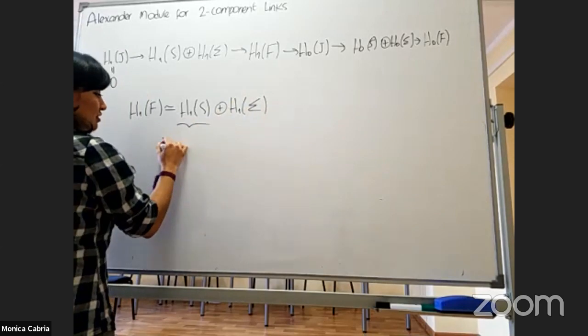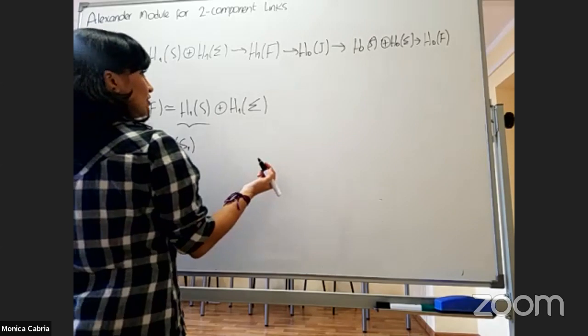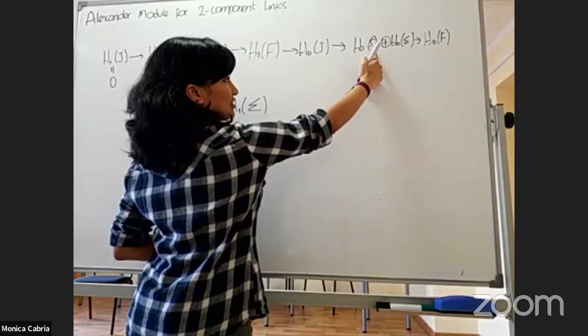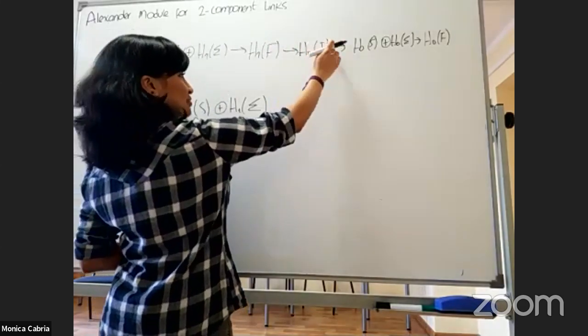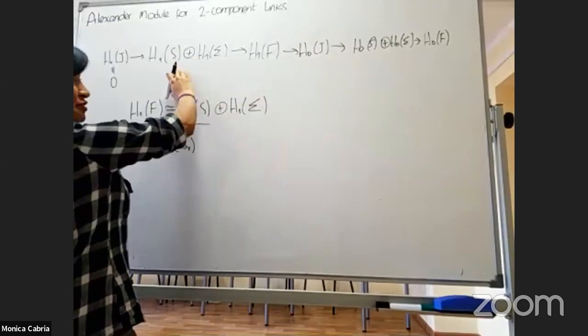And this is also, I guess to prove that you first should mention that some arrow is a monomorphism on H zero. Yeah. So from H zero of J to H zero of S, I think we just have an isomorphism. Oh, here to here, yes. So this is isomorphic to this one. So this is a monomorphism. And so we can have this isomorphism here. Yeah. So then the arrow from H zero of F to H zero of J is the trivial homomorphism, yes?